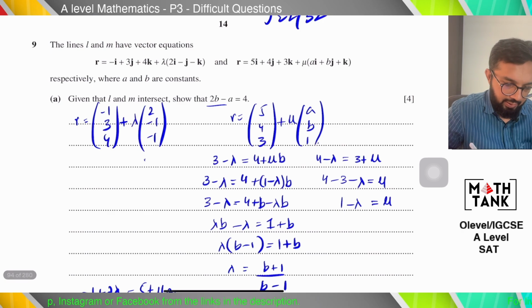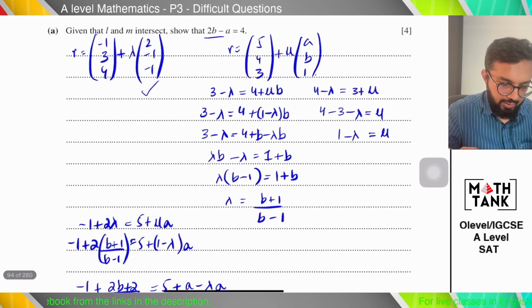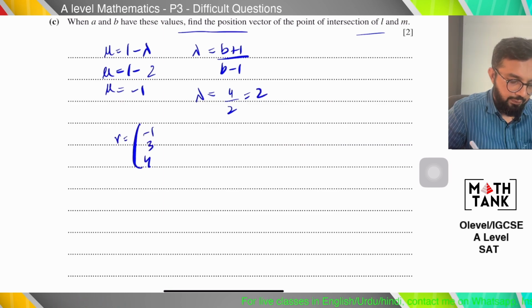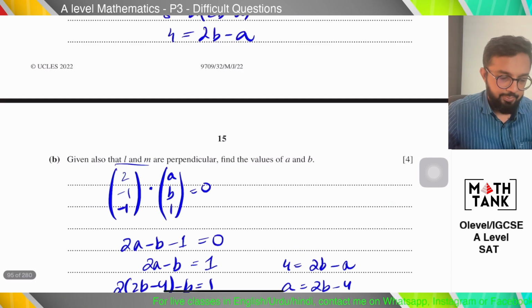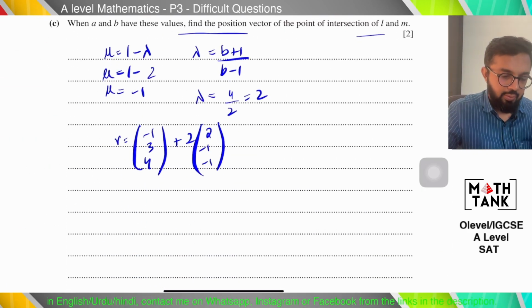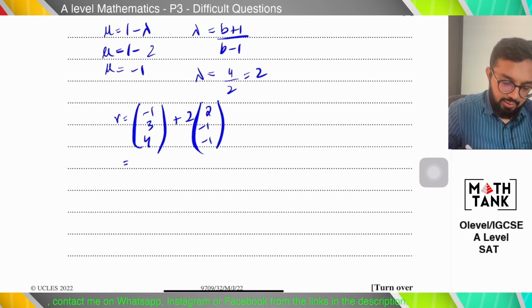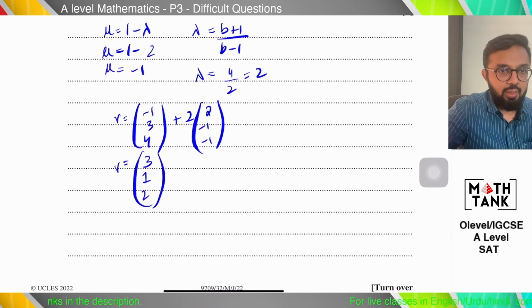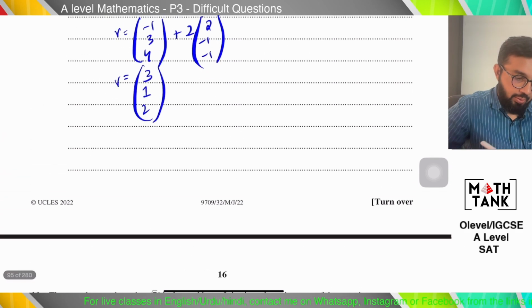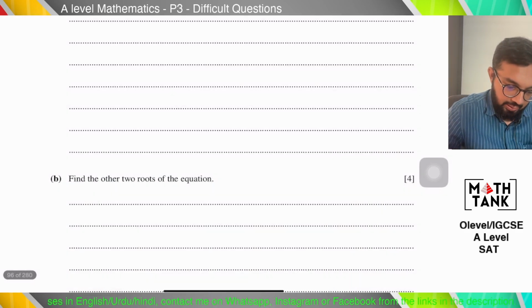So I can use that in the first set, minus 1, 3, 4, plus lambda times 2, minus 1, minus 1. Okay, so I get 3, 1, and 2. Is that the correct answer? Yeah, that is the correct answer. Okay, moving on to the next difficult question that I have here.